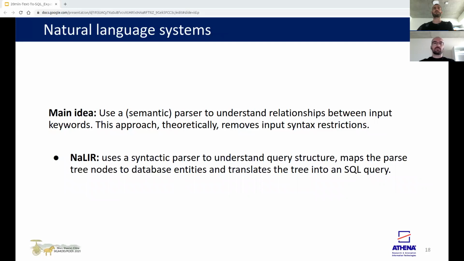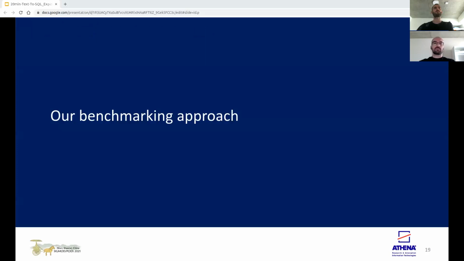The most sophisticated system category in our analysis are natural language systems. The main idea behind such systems is to use a parser to understand the relationship between the keywords in the input and allow for a syntax restriction-free query. Nalir uses a syntactic parser to understand the query structure, then maps the parse tree nodes to database entities, and finally translates the tree into a valid SQL query.